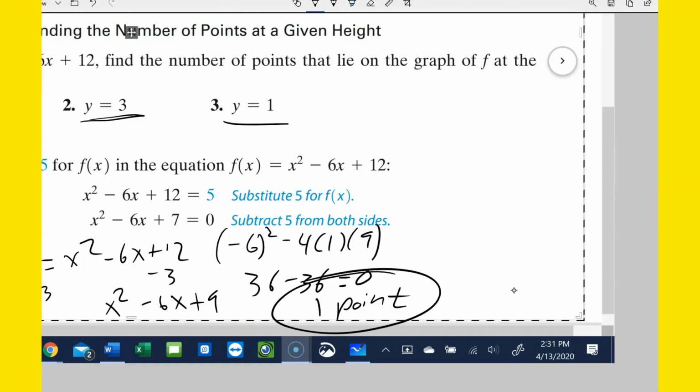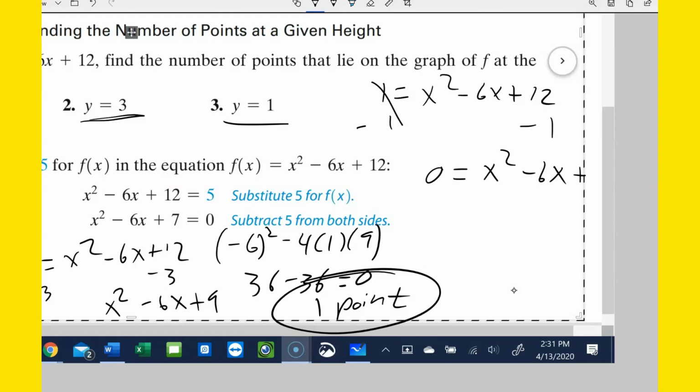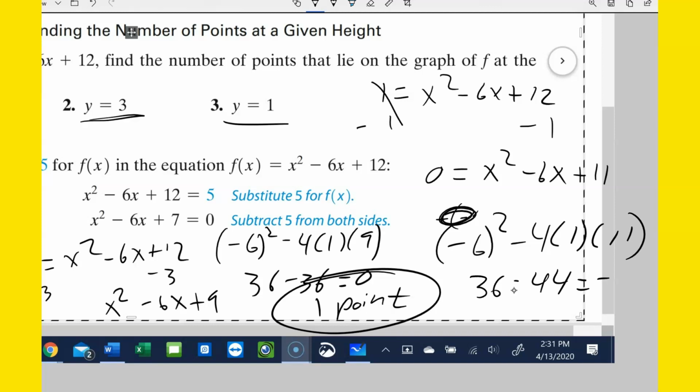And lastly, I have to plug 1 in. So 1 equals x squared minus 6x plus 12. Move the 1 over. Plus, what's the 12 minus 1? 11. So I've got negative 6 squared minus 4 times 1 times 11. So that's 36 minus 44. That's negative 8. So that's less than 0. So that means we have no real points at that height. There might be 2 imaginary points, but they're not 2 real points on the XY plane. It won't hit that height at all on the XY plane.